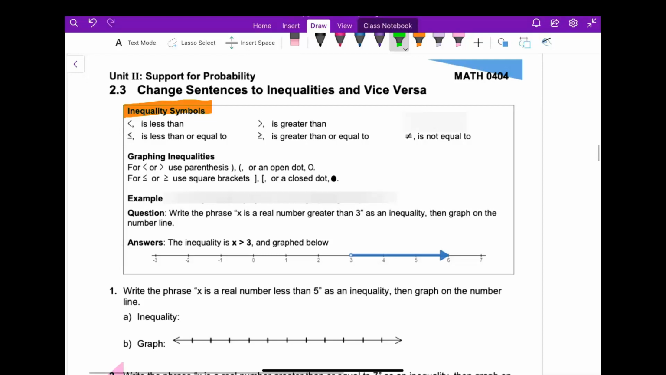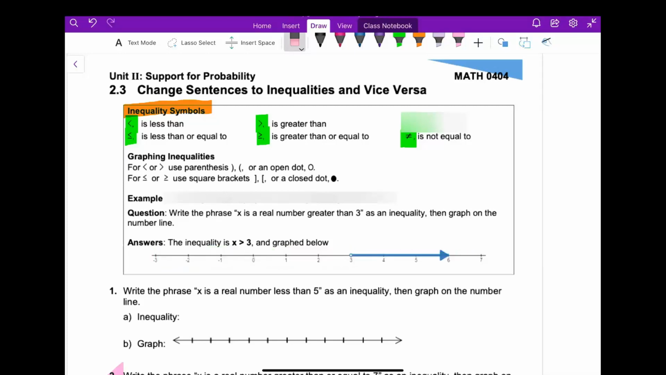and here they are, and right next to it is the words. So the less than symbol means less than, greater than, less than or equal to. This has two symbols in one. Greater than or equal to, and not equal.